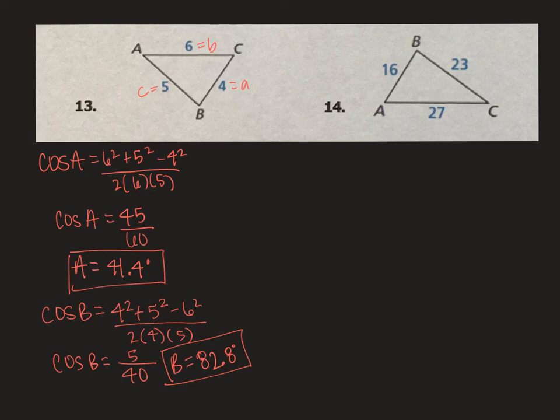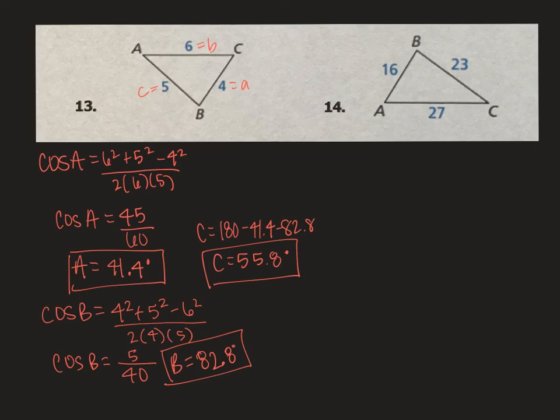And now I've got two angles, so I can just subtract those from 180 to find angle C. So 180 minus 41.4 minus 82.8 is going to give me about 55.8 degrees for angle C. Okay, so that's how you're finding your angles when you have all three sides.